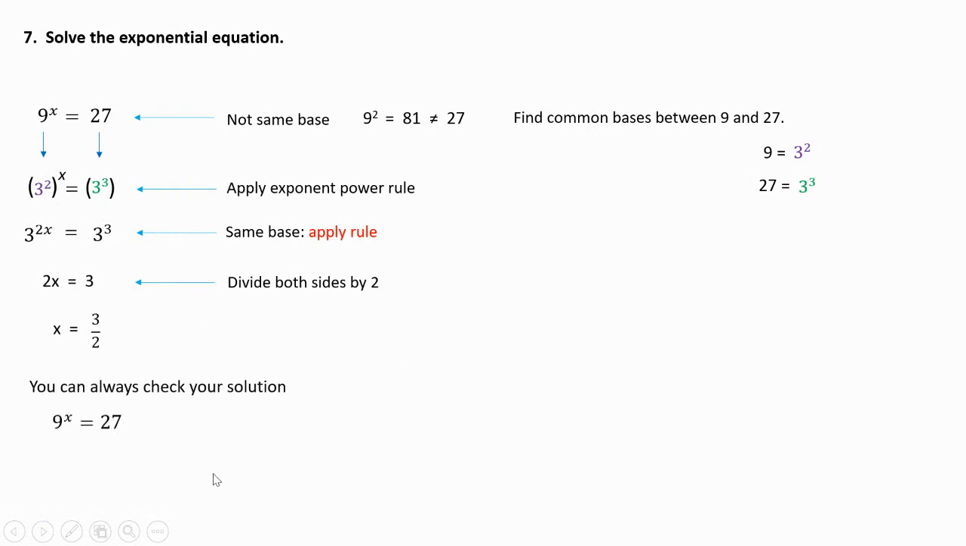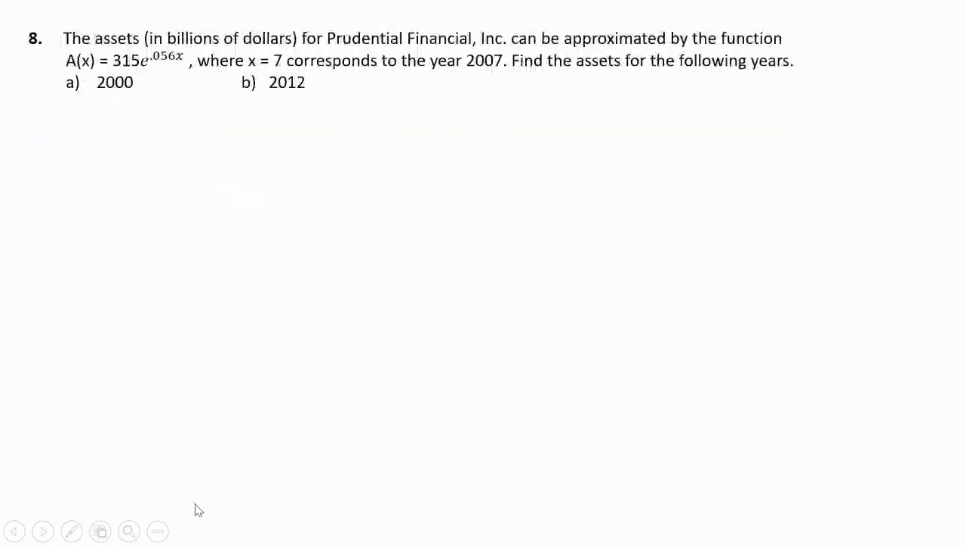And you can always check your solution. By checking, you plug in 3/2 for x. So 9 to the 3/2 is equal to 27. How do we know that, guys? Because in the PowerPoint on this section, the denominator is like the index. So the square root of 9 is 3, and the numerator is the power. 3 cubed is 27. Or you can plug it into the calculator to get the answer.